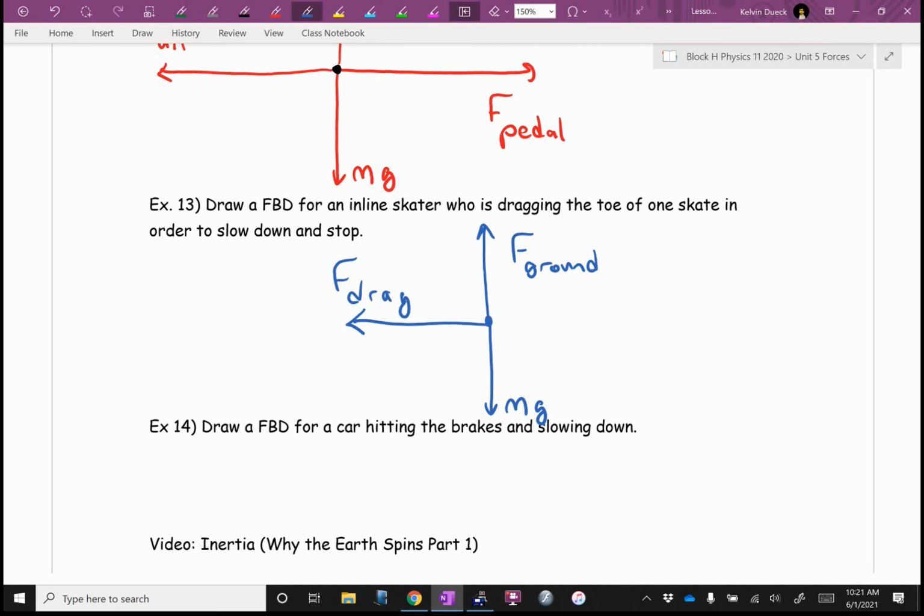I'll give you a hint. It's a trick question. You don't put anything. There's no force pointing forwards. This is enough for a skater to come to a stop. Look, will that bring them to a stop? Yeah. There is nothing pushing them forwards. There's only a force pulling them to a stop.